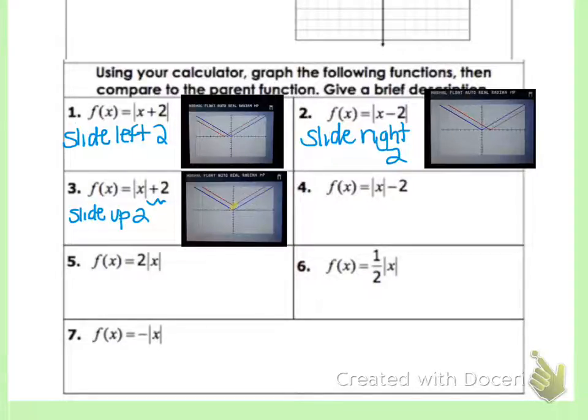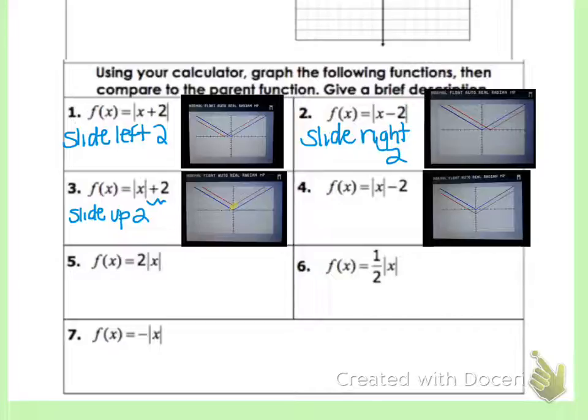So with that in mind, you might make a hypothesis about number 4, and maybe you think because it says minus 2 on the outside, it's going to move it down 2. So let's take a look at what that graph looks like. And sure enough, that is a slide down 2.